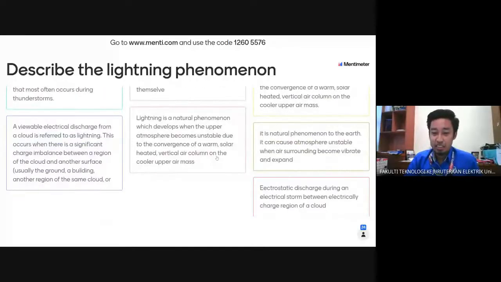Electricity charge during an electrical storm between electrically charged regions of a cloud. Okay, thanks to the 24 students that have shared your answer here. So your friends can refer to all the answers here.